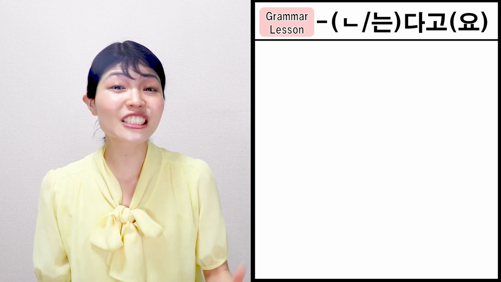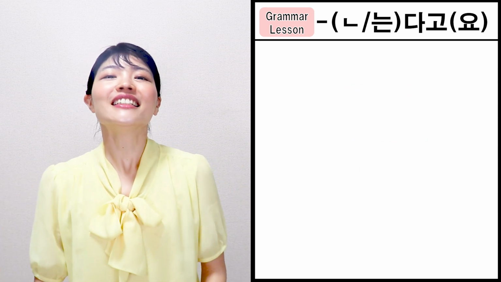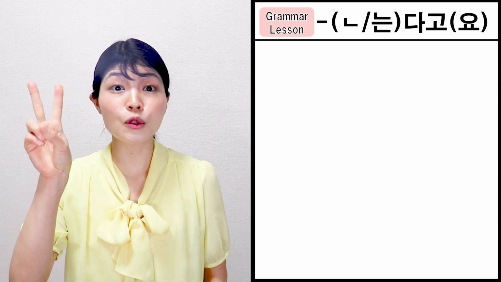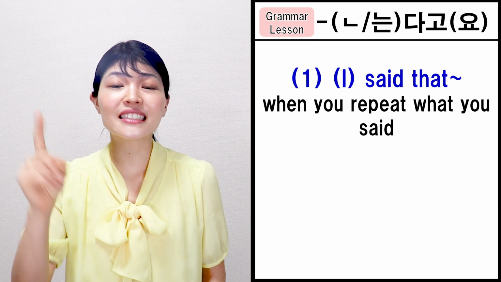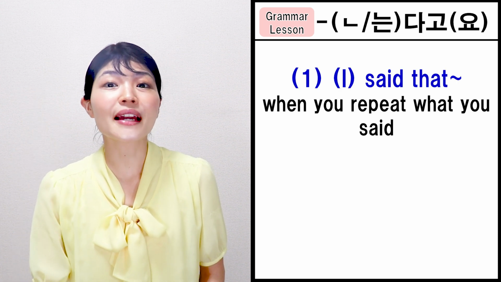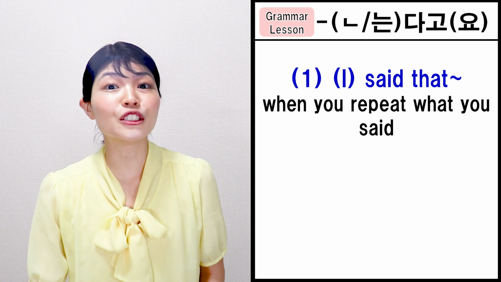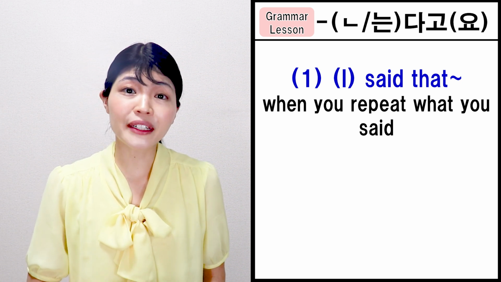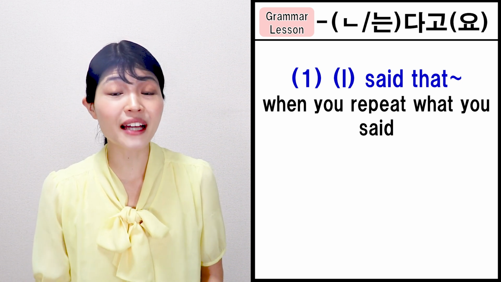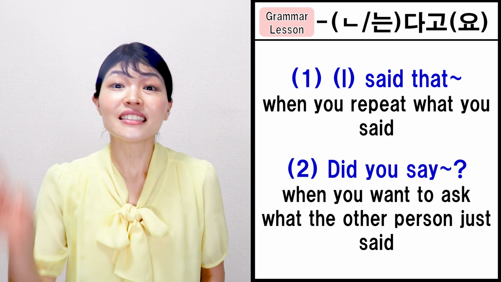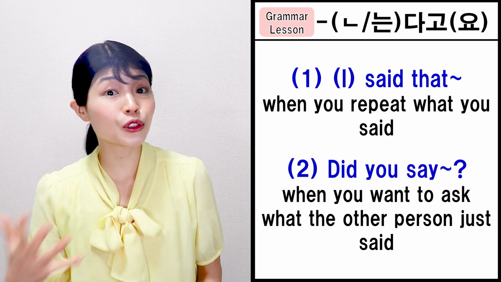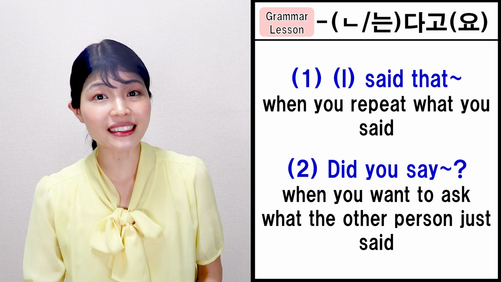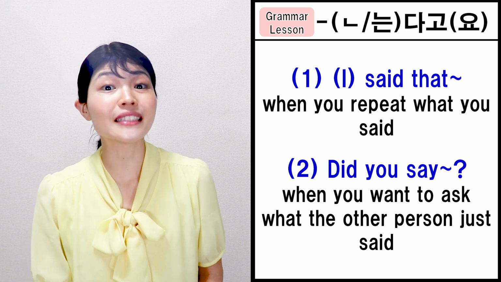Let's look at the last grammar with some verb. 는다고요 has 2 meanings. The first is I said that. You can use it when you repeat what you said. This expression is similar to the one we just learned. The second meaning is did you say? When you want to ask what the other person just said.